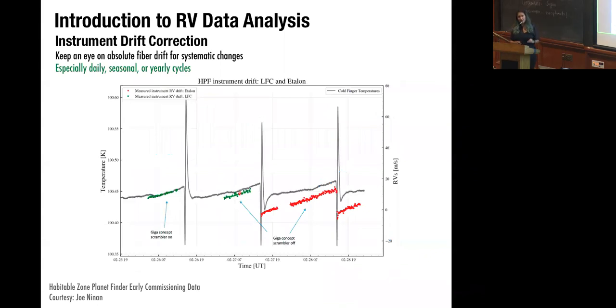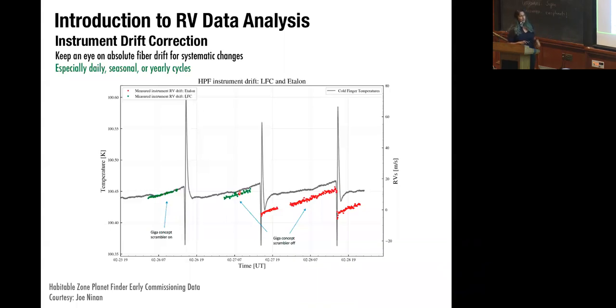but especially cycles that you expect to see, so daily cycles, seasonal cycles, yearly cycles. Most spectrographs show these. If you have enough data, you can start to correct it out. But this is sort of really lifting the hood on bad things that happen during commissioning.